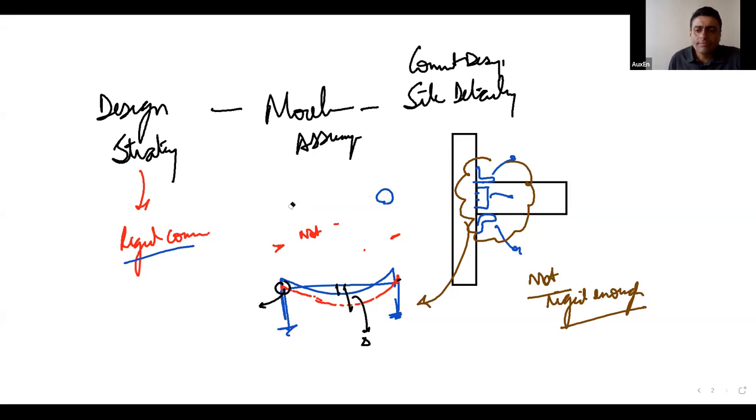What else can go wrong? So let's say you provided a good connection. You provided a very rigid connection. But in your modeling assumption, by mistake, you provided the end releases. So your design strategy was to develop rigid connections, you made a proper looking rigid connection, but in your model, what did you end up doing? Let's say you ended up providing releases. So again, it was out of sync.